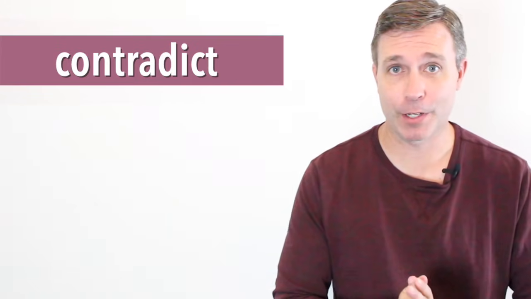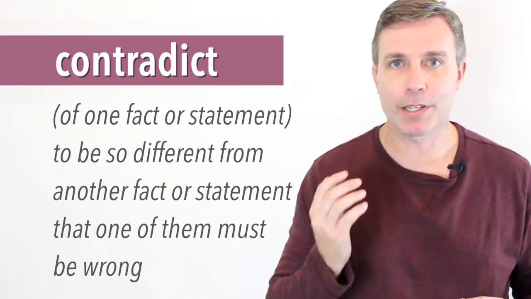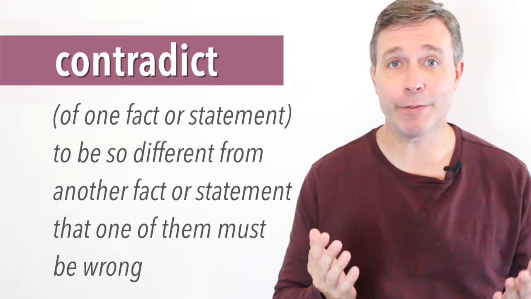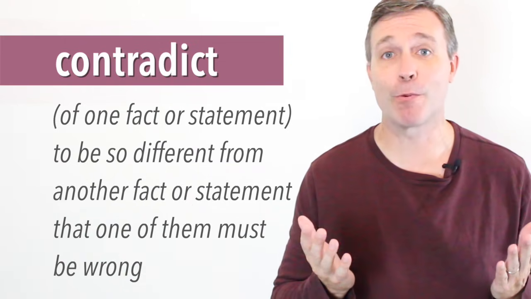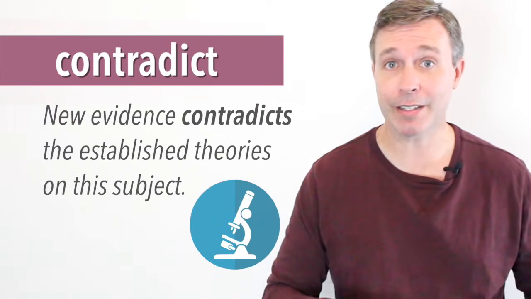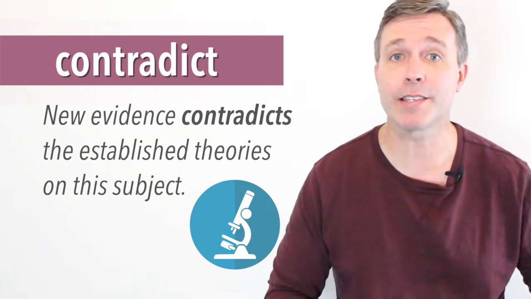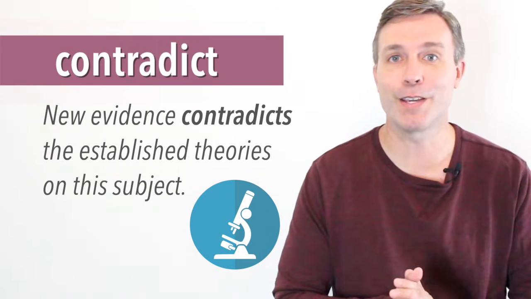When using this verb to talk about a statement or a fact, it just means that some statement or fact is so different than another statement or fact that one of them must be wrong. I could say new evidence contradicts the established theories on this subject. They're so different that one of them must be wrong.